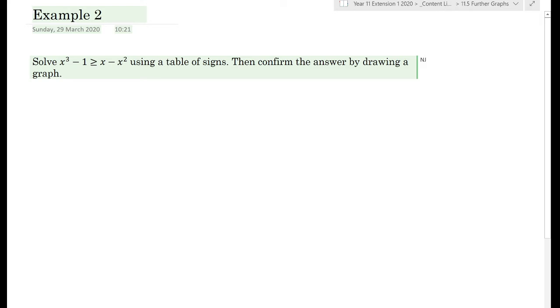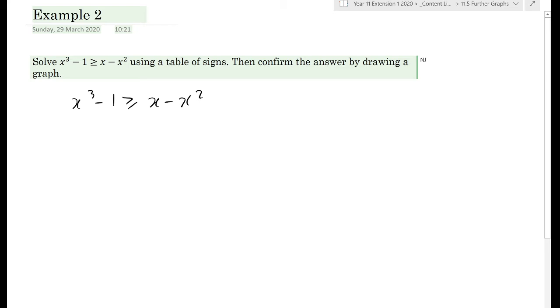Okay, solve x cubed minus 1 is greater than or equal to x minus x squared, using a table of signs, then confirm your answer by drawing a graph. Okay, so basically we're just going to do the same as what we did before, but it's not going to step us through it. So we're going to start off with our equation, x cubed minus 1 is greater than or equal to x minus x squared.